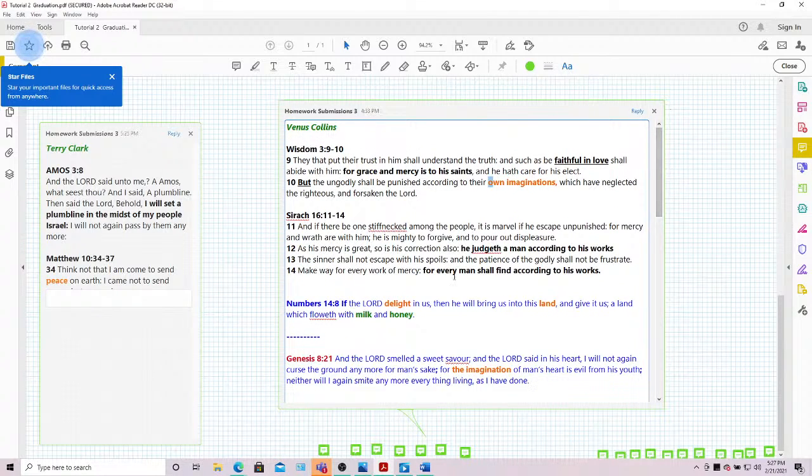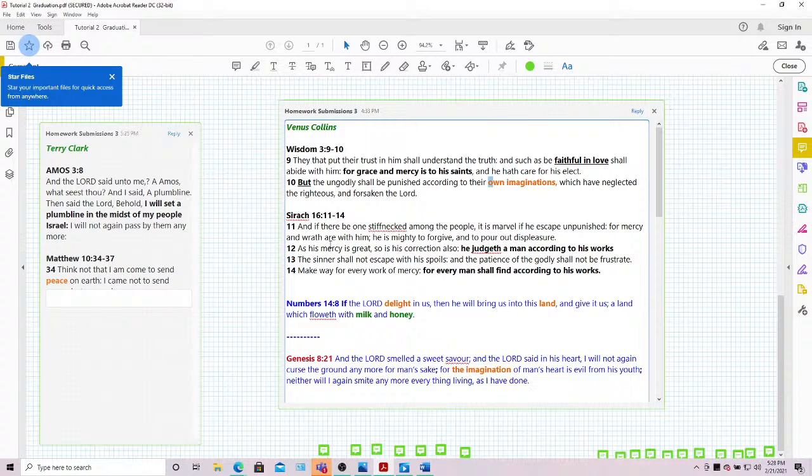So the next one that she had is Sirach chapter 16, verses 11 through 14. "And if there be one stiff-necked among the people, it is a marvel if he escape unpunished. For mercy and wrath..." So he has both sides. You can't let the Christians twist you up on that one. He has both sides, and he can equip both of them accordingly for however he needs to judge you.